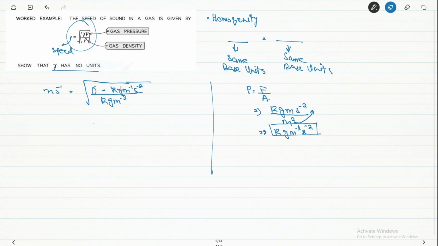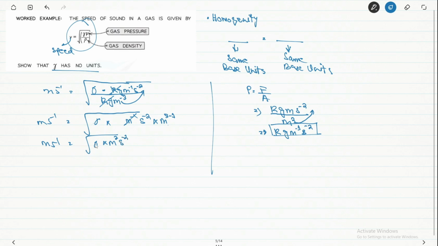Now the first thing you can do is cancel out these kgs, and when this goes up here, it becomes positive because it gets multiplied by -1. So -3 times -1 is 3. Let me write the full equation. Gamma times meter^-1 second^-2 multiplied by meter cube. Now this cancels out and this becomes 2, so meter per second is equal to under root gamma times meter square second^-2.